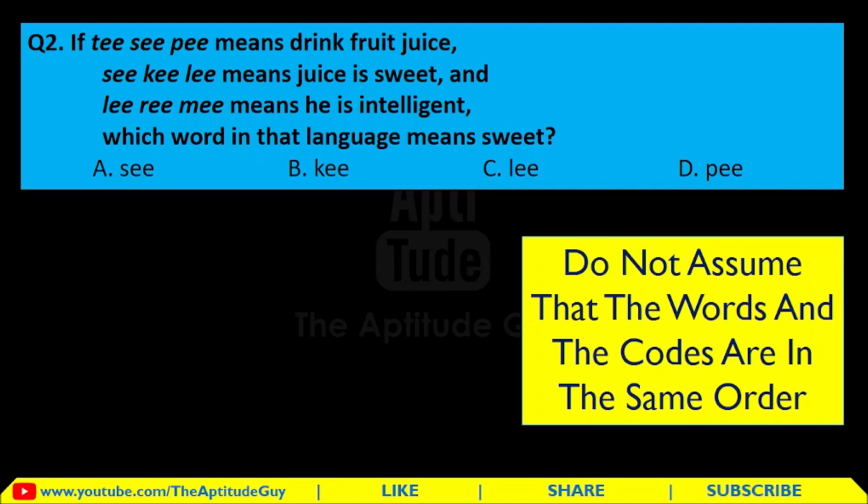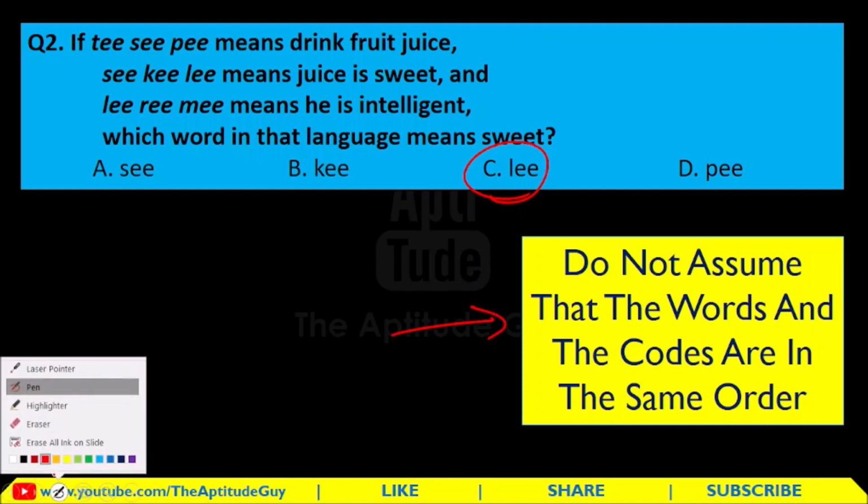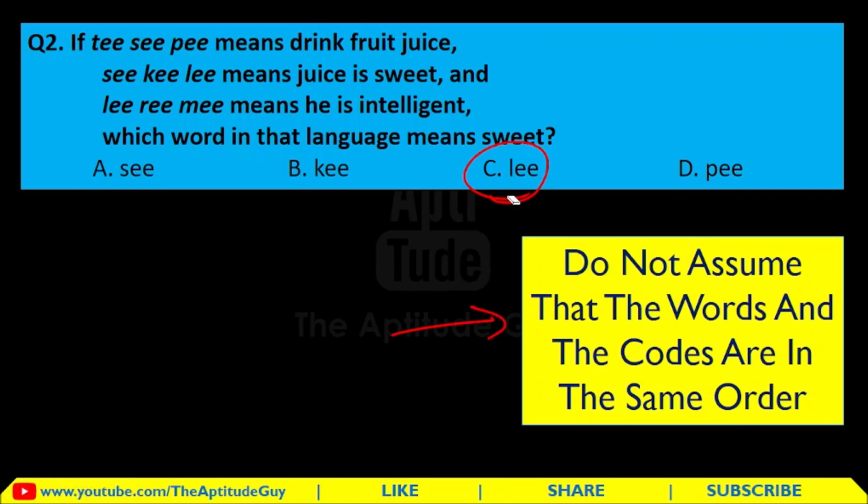Alright, let's do this. So again, of course, the same rule applies over here. If at all you got the answer as option C, then you did not read this rule at all. Because the people who get option C, what they do is, the question is which word in that language means sweet? They see the word sweet over here, they see the word Lee over here, this is the third word, so they assume that that will be the correct answer. No, as if the rest of the question is absolutely useless.